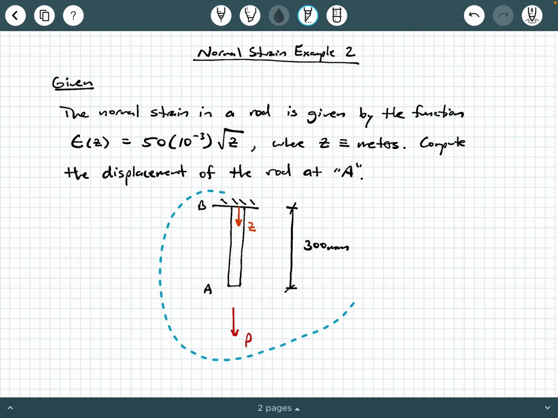So here's our diagram. We have this rod that is fixed up at a ceiling at point B. Z is measured from that fixed point downwards. So this fixed point is like the origin. The original length of the rod is 300 millimeters, and point A is the free end, and you've got some kind of applied load that is causing some kind of deformation or strain. Now, we're not really interested in this load, because we're given what the strain function is. This load is just here for the sake of showing what could be causing that strain.